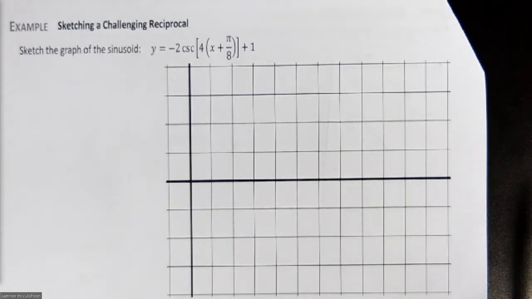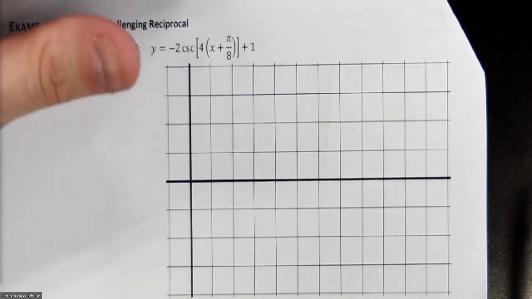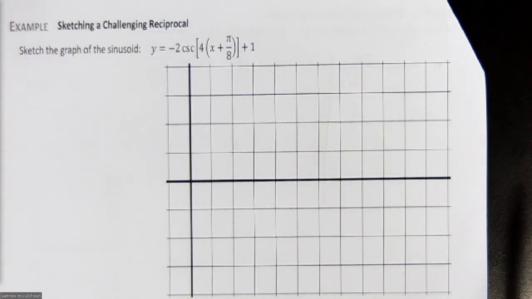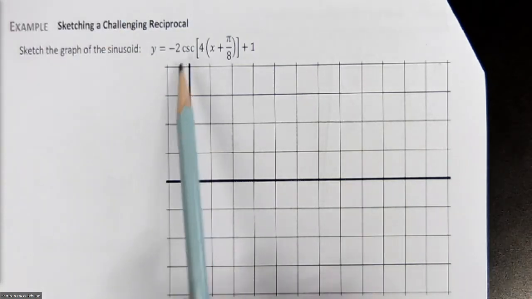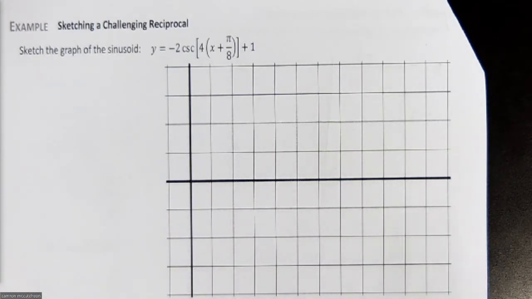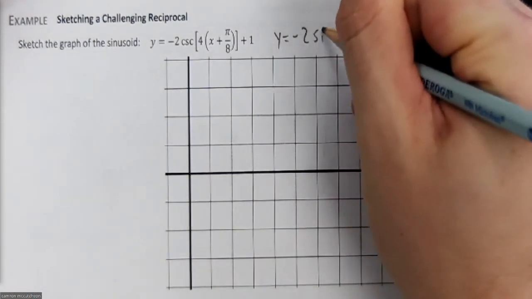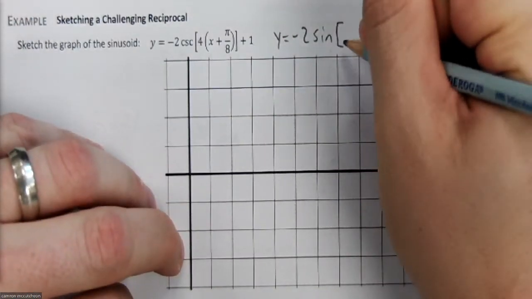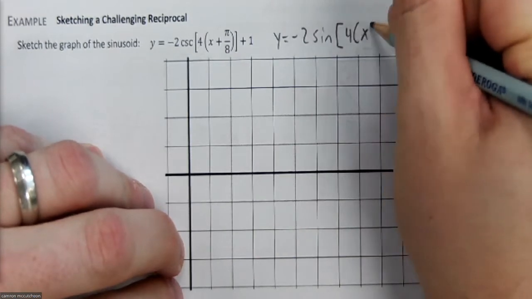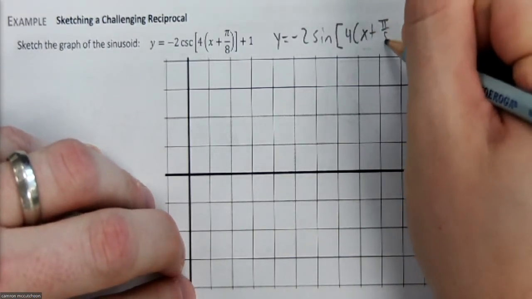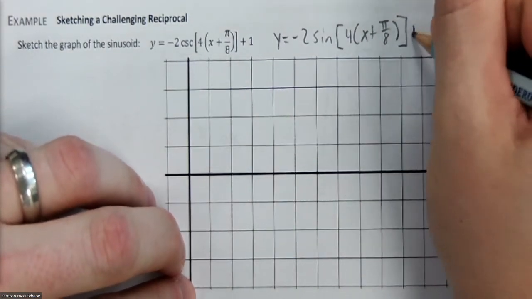So what I'm actually going to do is go through all the steps that I would have gone through for graphing sine instead of cosecant. And once I have my ghost image of sine on there, I'll just basically turn the curve inside out to produce the graph of cosecant. So we're working with y equals -2 sine of 4 times x plus pi over 8, plus 1.